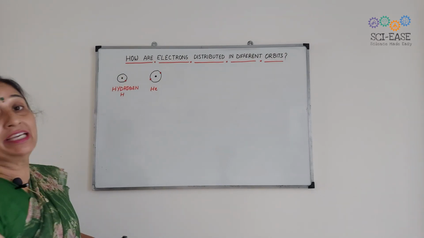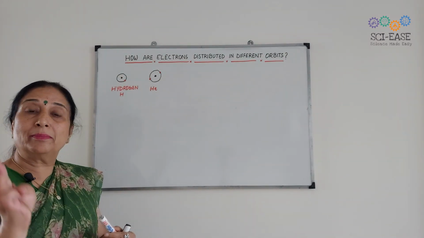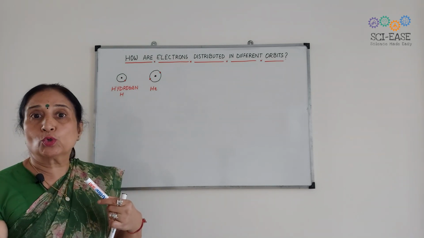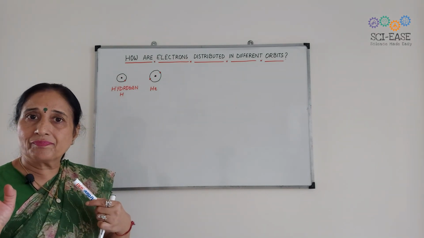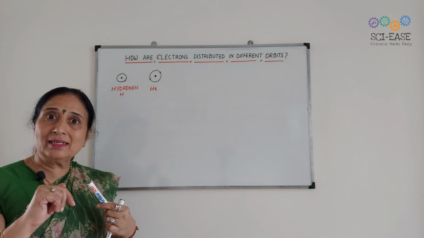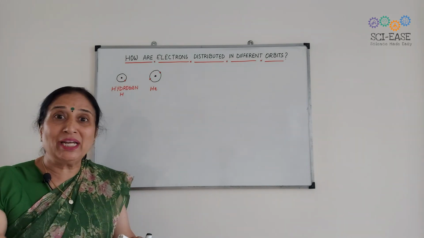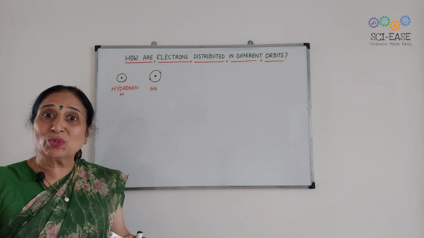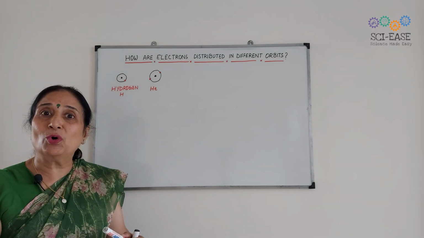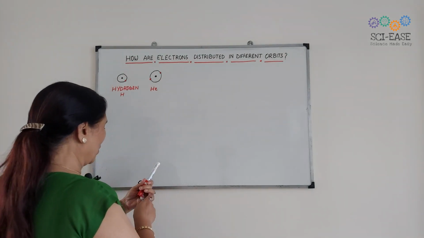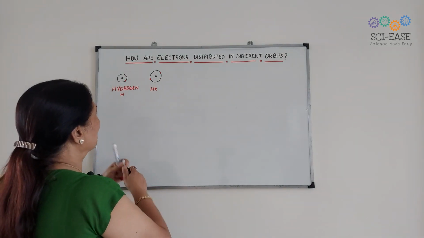Then comes lithium. It has atomic number 3. This means electrons and protons are 3. So what do you mean by this? The first shell can accommodate only 2 electrons. So the next electron will go in the second shell. So here you will draw the structure like this.